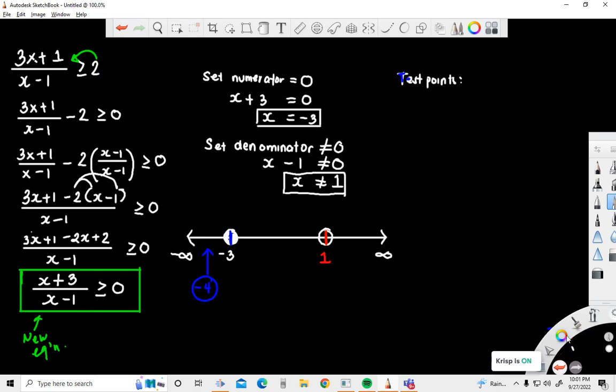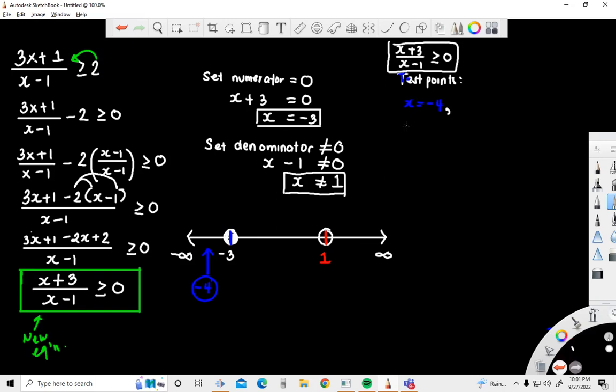Unang iti-test po natin ay si negative x equals negative 4. So, anong gagamitin mong equation? Ang gagamitin natin ay itong new equation na. So, meron tayong (x plus 3) all over (x minus 1) greater than or equal to 0. Yan po ang gagamitin natin ngayon. Kung meron kang x equals negative 4, plug in lang natin yan dito sa new equation natin.